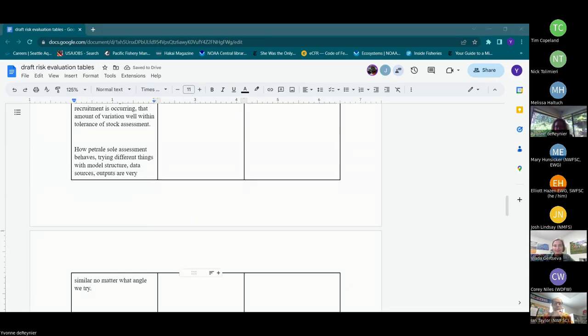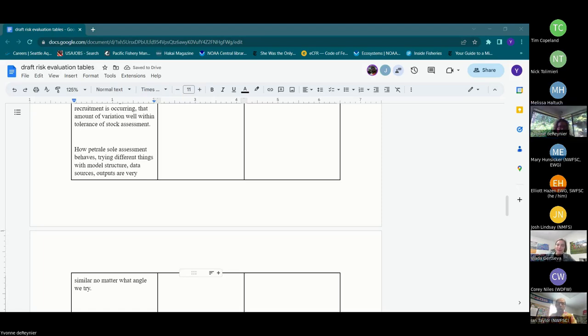That is a hugely helpful perspective. I didn't even think about that, coming from data-poor to data-rich. That's great. Good to hear. Okay, all right, so do we have any additions, comments from other folks on the call?